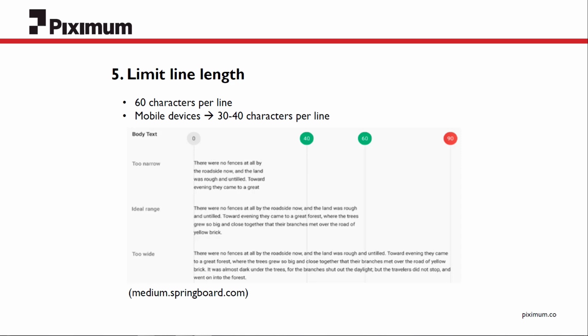Limit line length. Having the right amount of characters on each line is key to the readability of your text. Ideally, you should have around 60 characters per line if you want a good reading experience. For mobile devices, you should go for 30 to 40 characters per line.